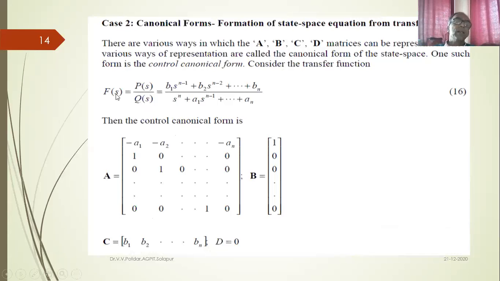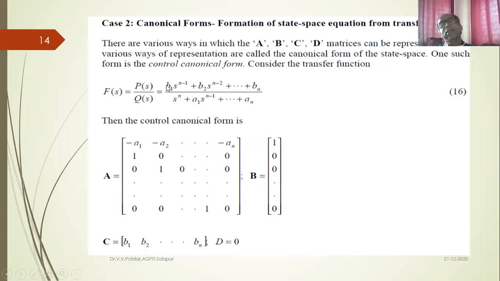Consider the transfer function F(s), which is equal to output by input, P(s) by Q(s), is equal to b1 into s to the power n minus 1 plus b2 into s to the power n minus 2 plus dot dot dot plus bn. Like I have got a transfer function as 2s cube plus 1s square plus 3s plus 50. So we have to identify what the b1, b2 coefficients are.